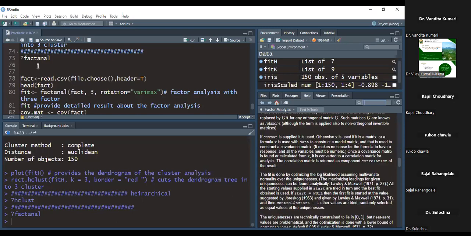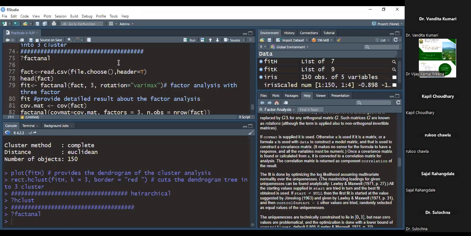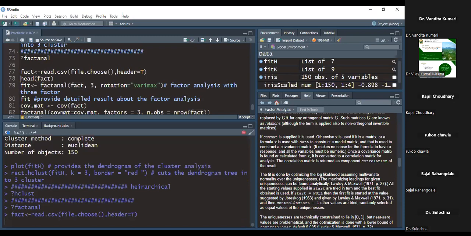Okay. So factor analysis. Let's first read the data. As I mentioned, I have another data set of salesperson. So I'm going to read the file which is saved in the form of CSV, with file.choose and header true. It will be read in the form of variable name fact, so this will have the data set. Let's run this, and it will ask to browse. So I'm going to browse, and this is my data set.